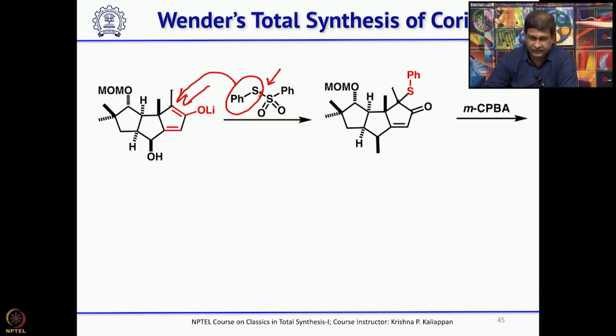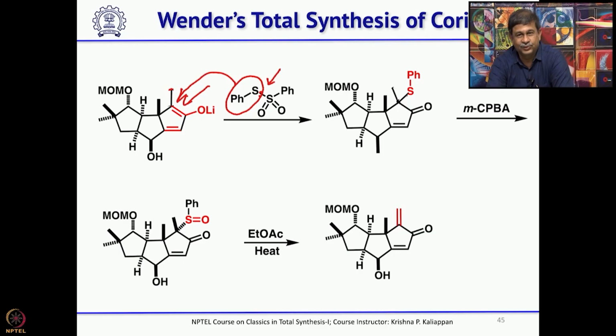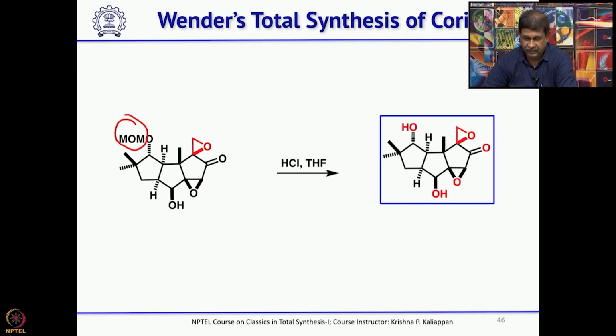This sulfide upon further oxidation with MCPBA gives the phenyl sulfoxide. Upon heating, it undergoes elimination of phenyl sulfenic acid to get the exocyclic double bond. To complete the total synthesis you need an epoxide here and an epoxide here. This was done by treating with alkaline hydrogen peroxide. You get both the epoxides, and finally to complete the total synthesis what is required is removal of this MOM group. That was done using HCl-THF, and that gave the final natural product, coriolin.